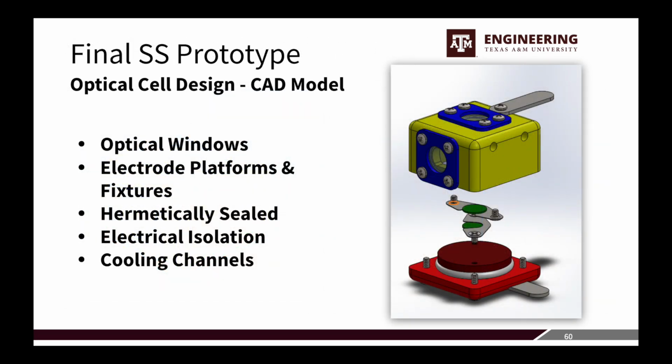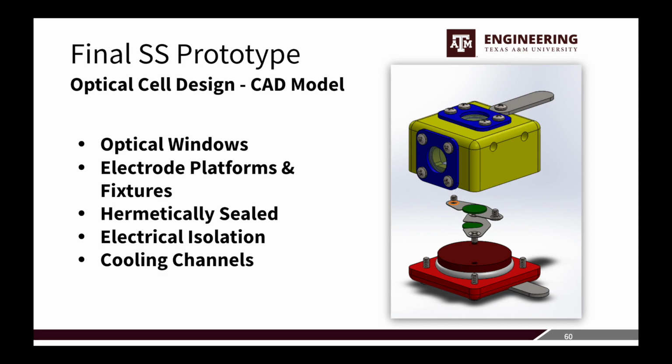Some of the key features included in our final cell design include optical windows, electrode platforms and fixtures, a hermetically sealed cell, an electrically isolated cell, as well as cooling channels. The optical windows on the top and sides of the main body of the cell allow for MOS measurement and side viewing of dendrites for microscopic observation. The electrode fixtures, shown in the model on the right, clamp down the green-colored electrodes onto the platforms.